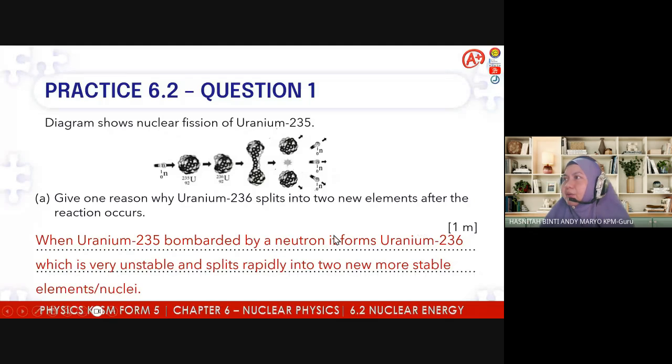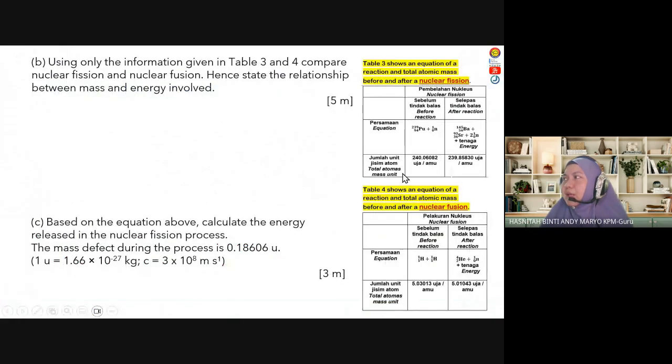Okay, next. What about the next question? Students, now they give you this table. Table 3 shows an equation of reaction and total atomic mass before and after nuclear fission. And table 4 is an equation of a reaction and total atomic mass before and after nuclear fusion. So we have two tables there. The first table is on nuclear fission. The second table is on nuclear fusion.